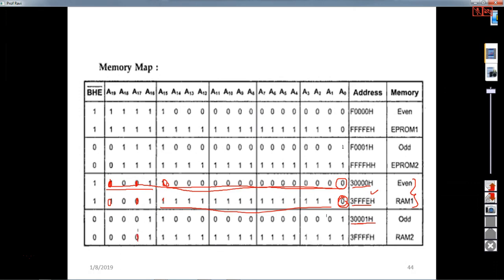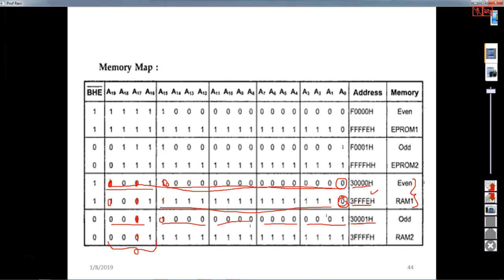So this should be 1 and then this should be 1. Right, so then it is 3, then it is 0, 0, so this is 1 0, this is another 0, this is another 0, then this is 1. Right, so 30001 to 3FFFF. So now here, A16, A17, A18 and A19 if you consider.